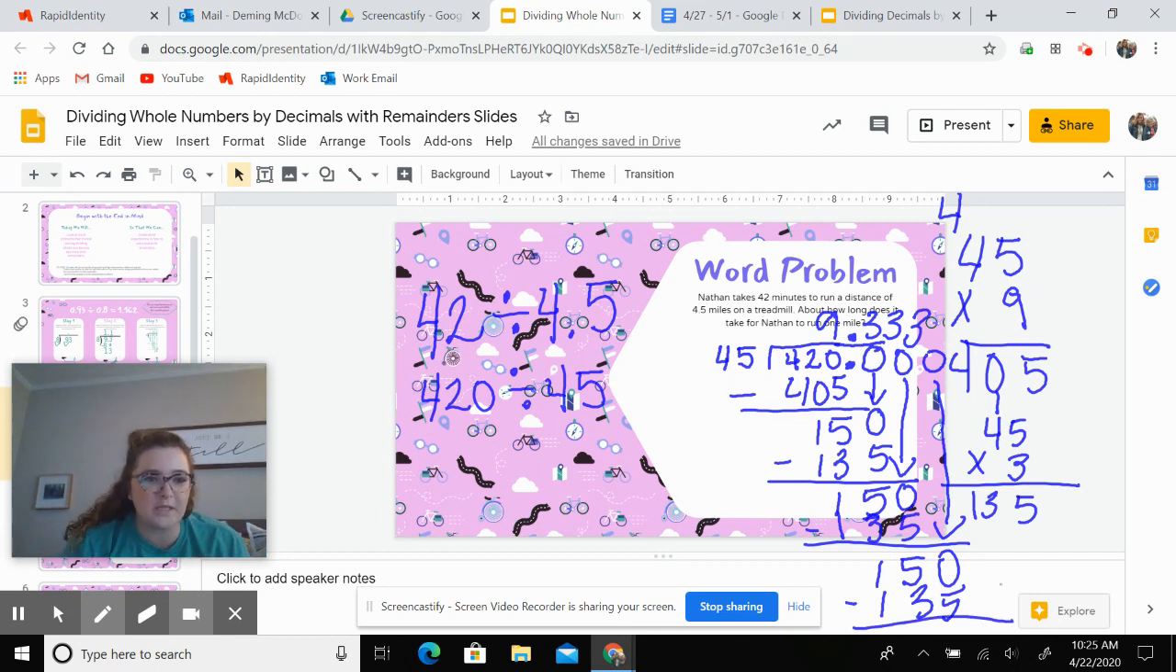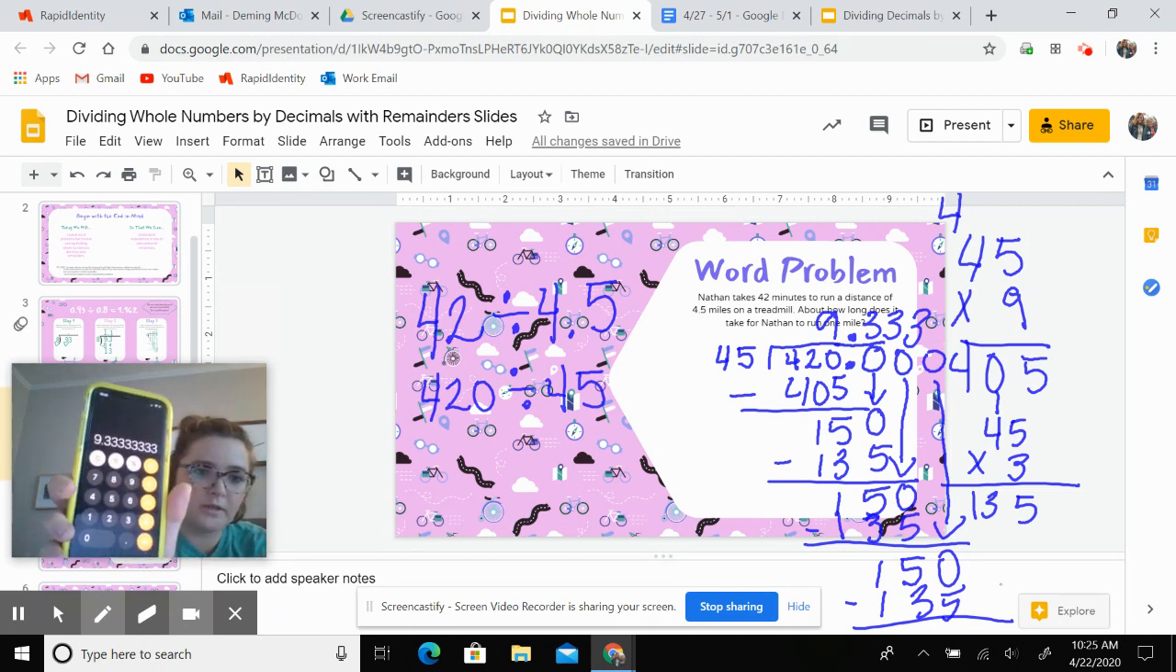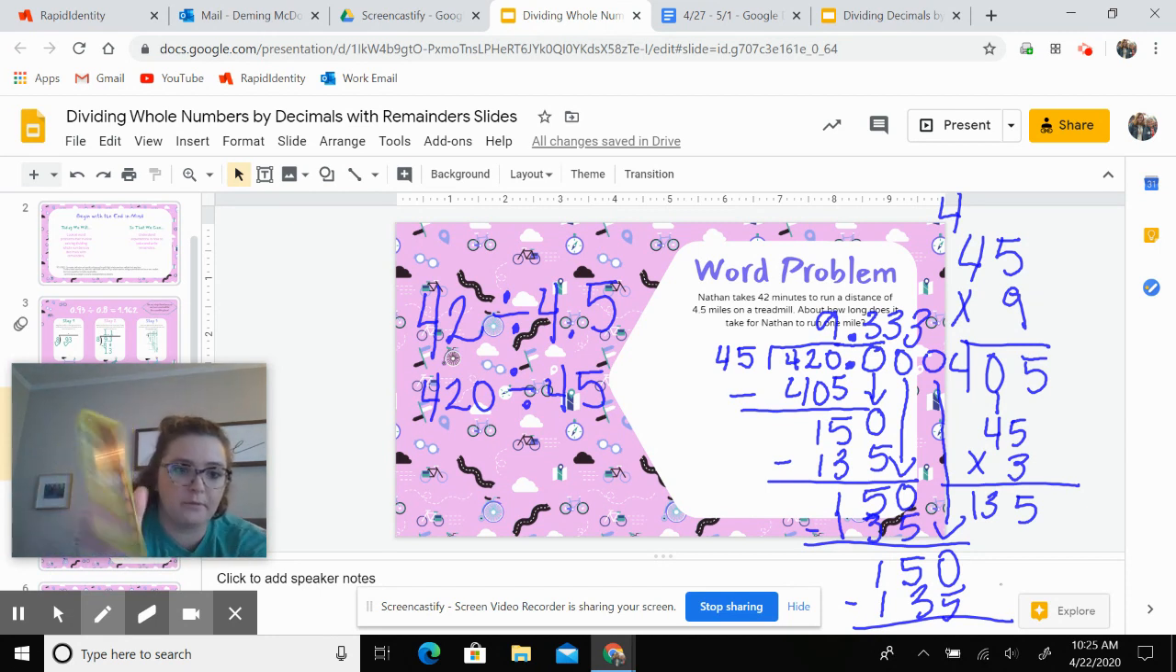Have you ever solved ones like this or seen your parents solve ones like this on their calculator? It's one of those ones that just keeps repeating and repeating. I can actually show y'all on my phone here. 42 divided by 4.5, and see how it's one of those ones that just has the numbers repeating and repeating. It's like infinite. It goes on forever.